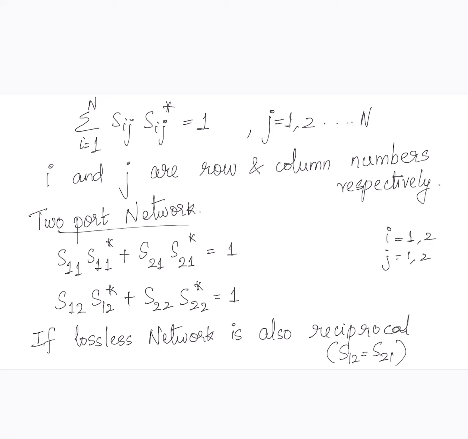Substituting j equal to 1, this can be written as S11 into S11 conjugate plus S21 into S21 conjugate is equal to 1. And similarly, S12 into S12 conjugate plus S22 into S22 conjugate will be equal to 1. If this lossless network is also reciprocal, then we can write S12 is equal to S21.